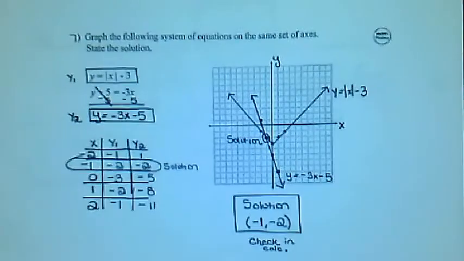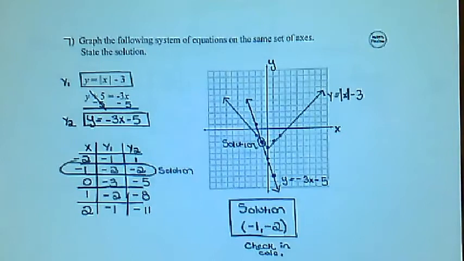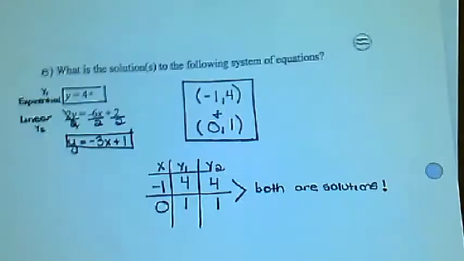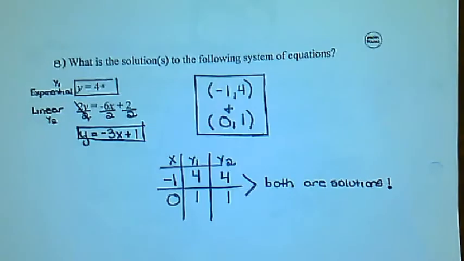Okay, so for number 7, you just needed to plot both of those equations and then find your solution. Remember, you could always check in your calculator, how I showed you last time. But if you aren't able to do that, then you could always do it the long way. Okay, so again, this has one solution.